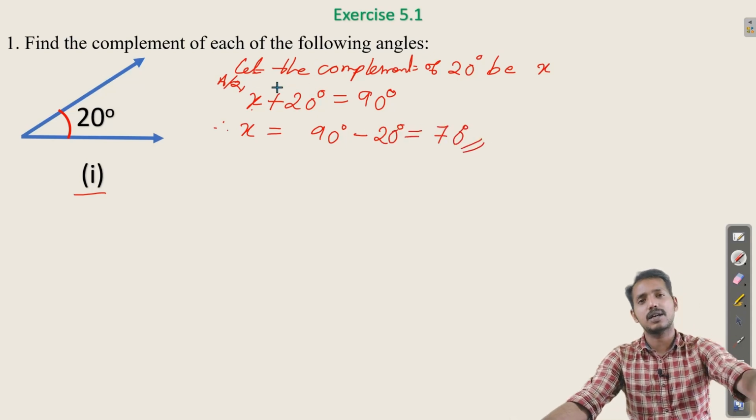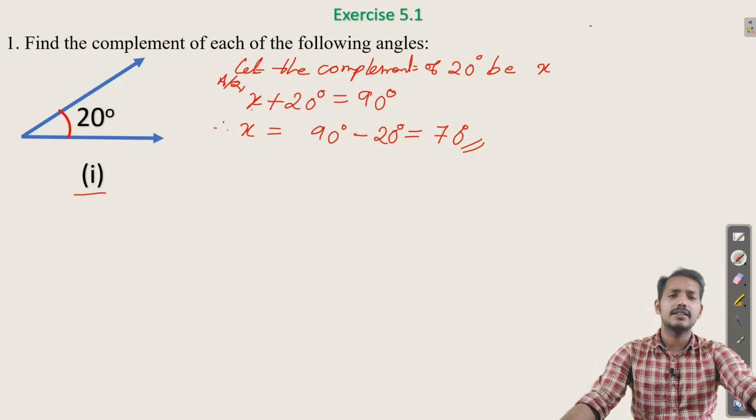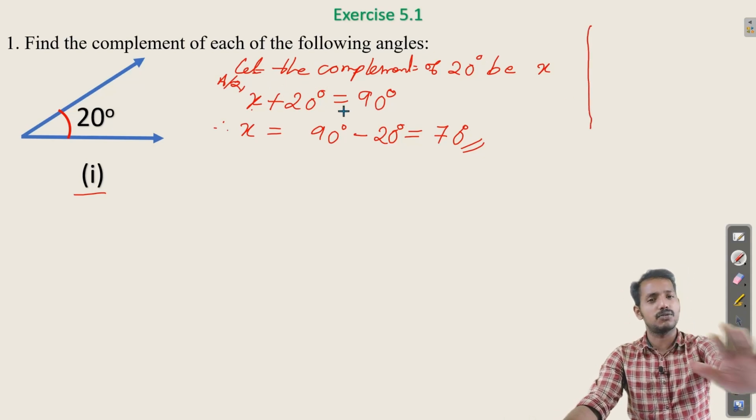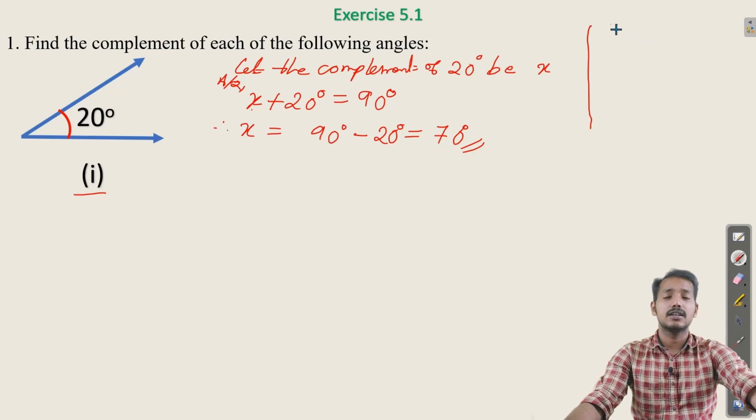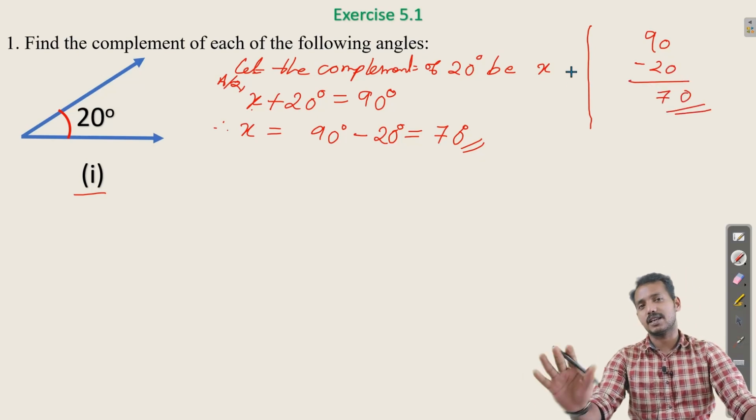This is the systematic way we can find. But in this case of complementary angles, we don't need to go like this. We can directly find, since the sum is 90 degrees, so 90 and subtract the given angle, that is 20. We will get the required angle, 70. This is the simple way we can solve. Okay.